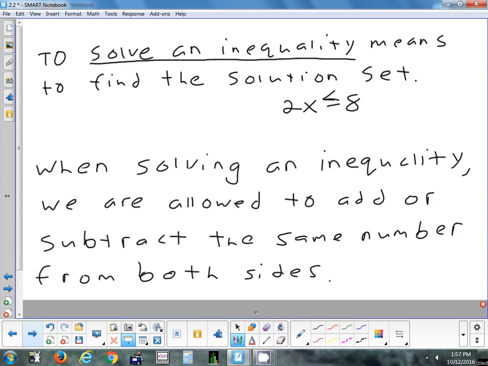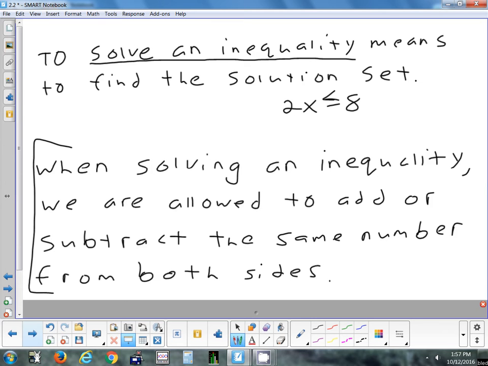What is this similar to? Where did we see this idea before? Where we added the same thing on both sides. Okay, now we're doing it with the inequalities.